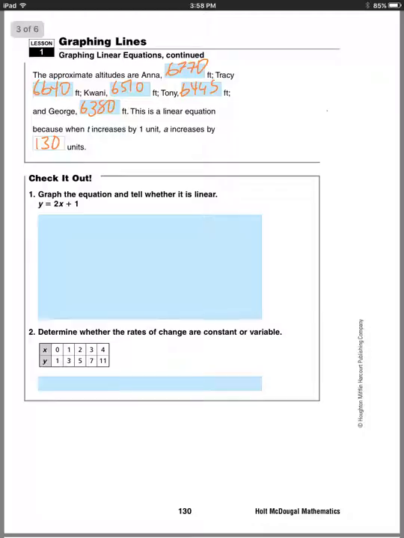Okay, your check it outs are a little bit easier than that big huge story problem though. So do 1 and 2 and start your lesson.